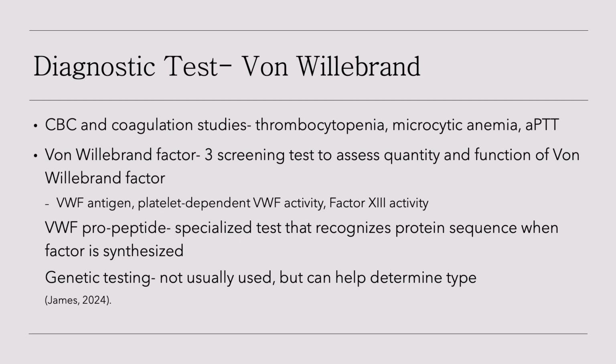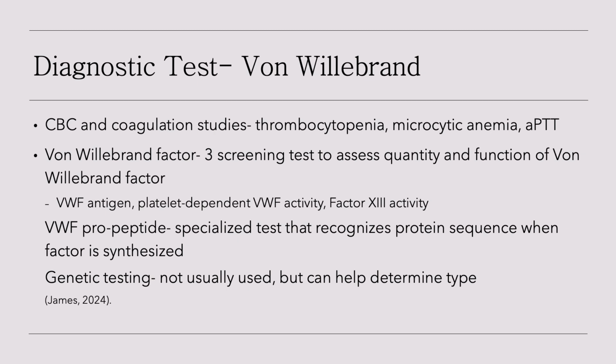Diagnostic testing specific to von Willebrand disease would be a CBC and coagulation studies, so looking at levels that would suggest thrombocytopenia and microcytic anemia, and then also looking at the APTT. You can also test for the von Willebrand factor. There are 3 screening tests to assess the quantity and the function of this factor. Those are the von Willebrand factor antigen test, the platelet-dependent von Willebrand factor activity, and also the factor VIII activity.